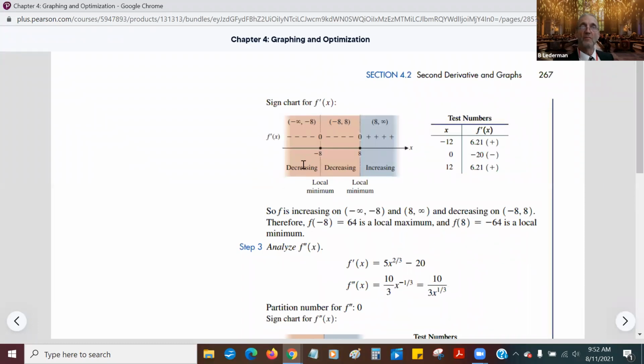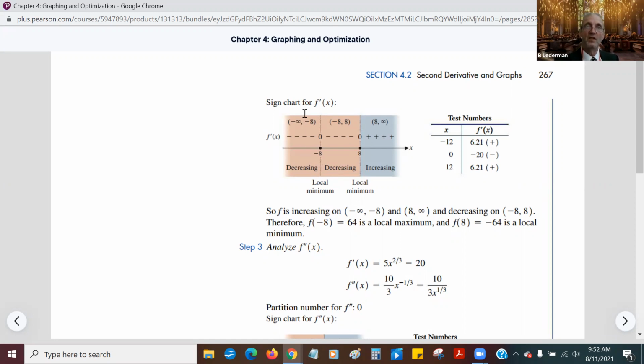Let's go on to the next part. So here's our sign chart. Here, from 0 to negative 8, we take these test points: negative 12, 0, and positive 12. Is this a typo? Yeah, this is a typo because it's going from positive to negative to positive, which means that it should really be positive and increasing, that should be negative, and that should be positive. And it even says local minimum. The reason it says local minimum is because that's what it's supposed to say.